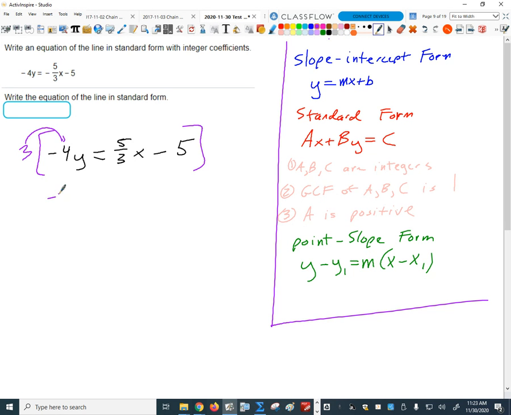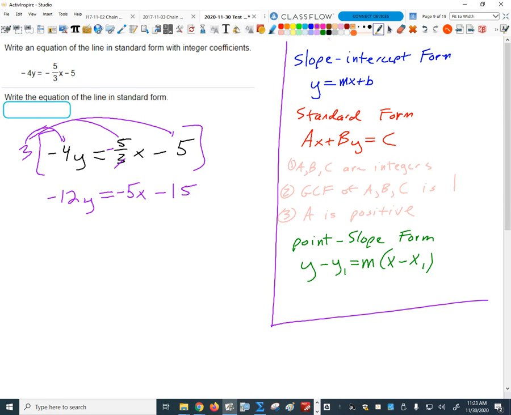So 3 times negative 4y is negative 12y. 3 times 5/3, that cancels the 3 on the bottom, right? And I just get 5x. And 3 times negative 5 is negative 15. So there's our first step. And that was supposed to be negative, wasn't it, up there? Yeah. Okay, that's good. So we checked off part 1. We know we've got all integers.